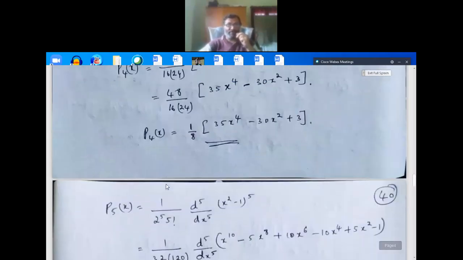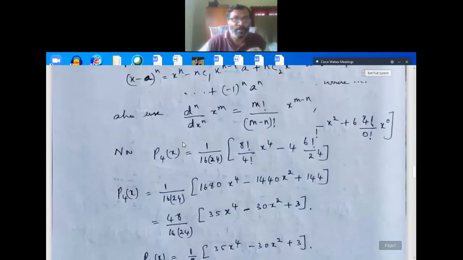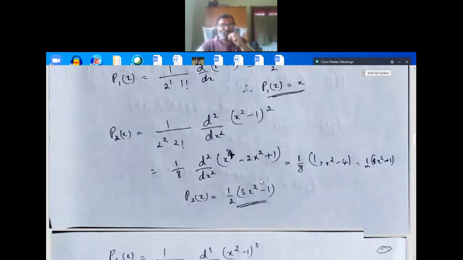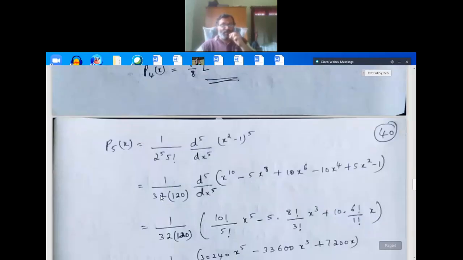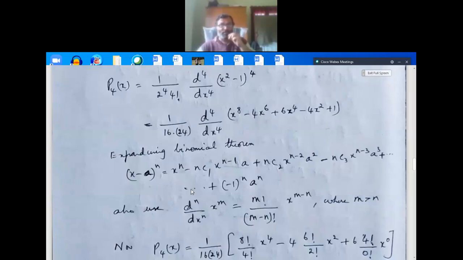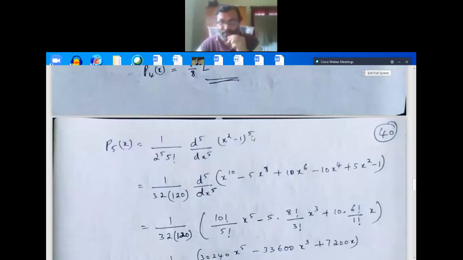Similarly, P5 of x, the same way by using this Rodrigues formula, P5 of x is equal to 1 by 2 power 5 into 5 factorial, the fifth derivative of (x squared minus 1) power 5. So here now, 1 by 32 into 120, fifth derivative. This again is expanded by the binomial theorem, which I have given here. x is x squared and a is 1. There will be 6 terms because n is 5.